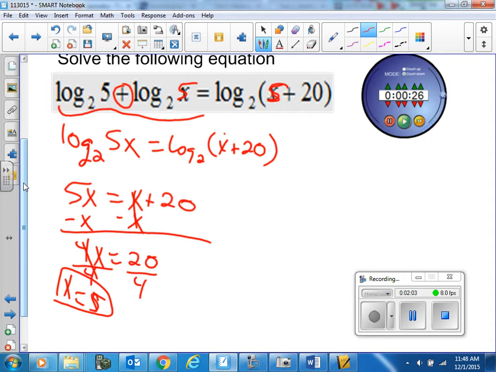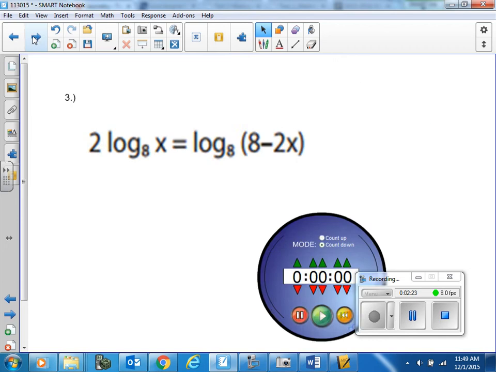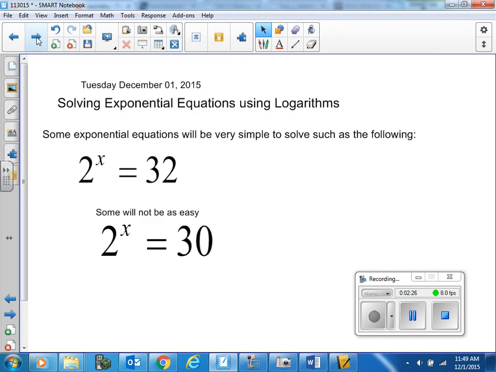A quick check, remember when this is separated by addition, you could rewrite this as log base 2 of 5 times 5. So you'd have log base 2 of 25 equals log base 2 of 25. So that's a quick check for that. All right, do you guys both have calculators? You're going to need calculators for this. Not for this next problem, but what's your question?